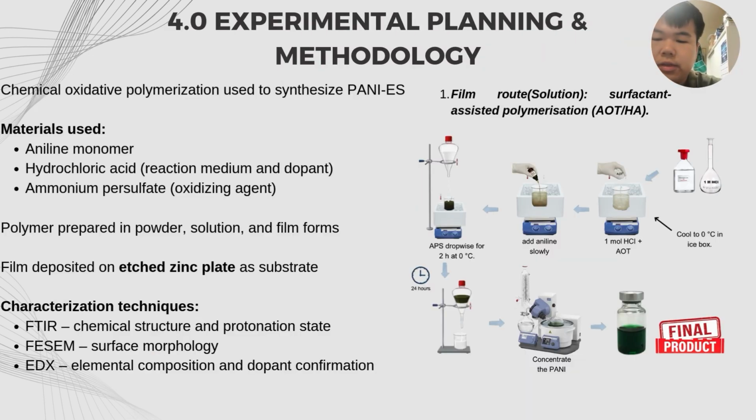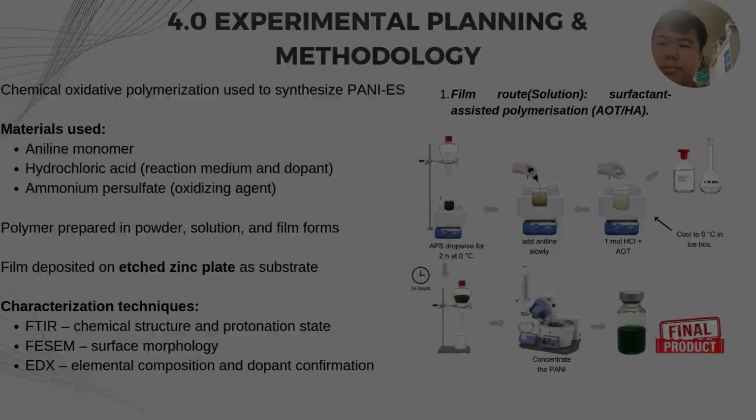For the experimental methodology, polyaniline was synthesized using chemical oxidative polymerization of aniline with hydrochloric acid and ammonium persulfate. The polymer was then prepared in different physical forms, including a film coated on a zinc substrate. FTIR was used to study the chemical structure, FESEM to observe surface morphology, and EDX to confirm elemental composition.